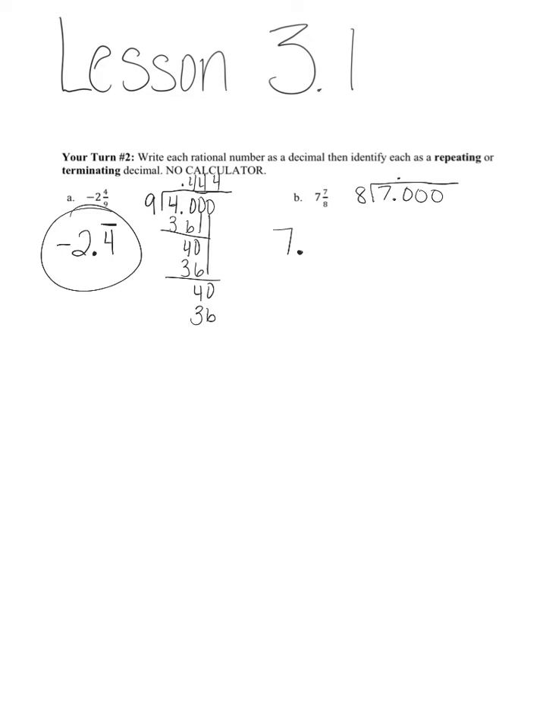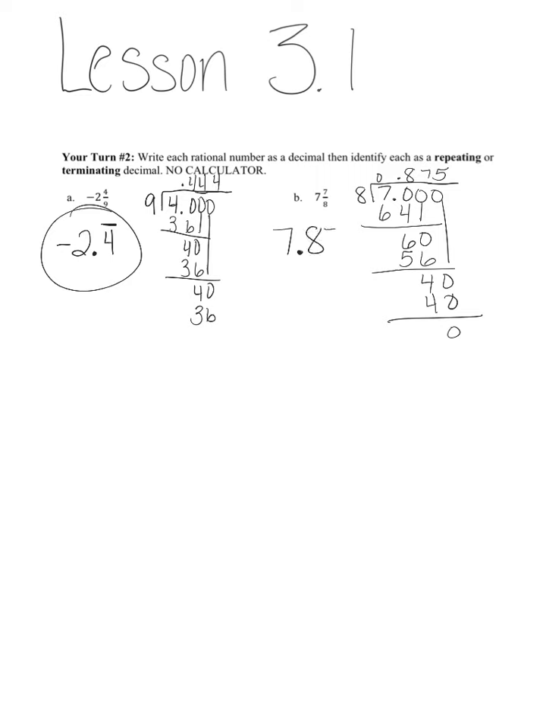All right, so 8 goes into 70 8 times, which is 64. 8 goes into 60 7 times. And 8 goes into 40 5 times, and it comes out evenly.